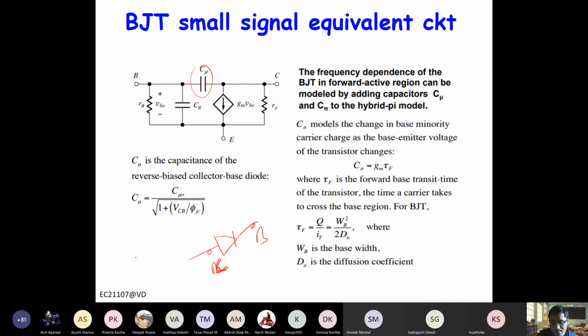And the junction capacitance can be written as 1 over square root of 1 plus VCB, right? Now this again you can obtain from C is epsilon A by W, and this W is basically proportional to square root of something plus VCB, right? And the C mu naught is basically the capacitance at 0 voltage. So if your VCB is 0, your capacitance should be C mu naught.